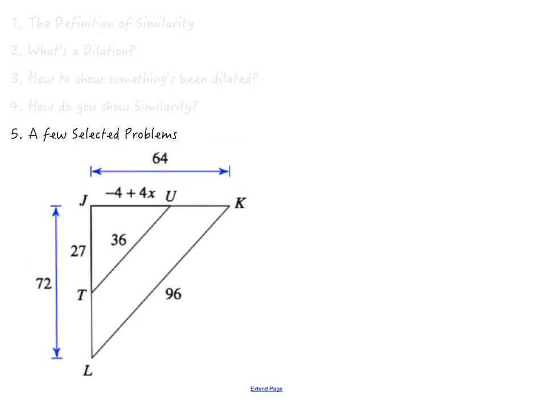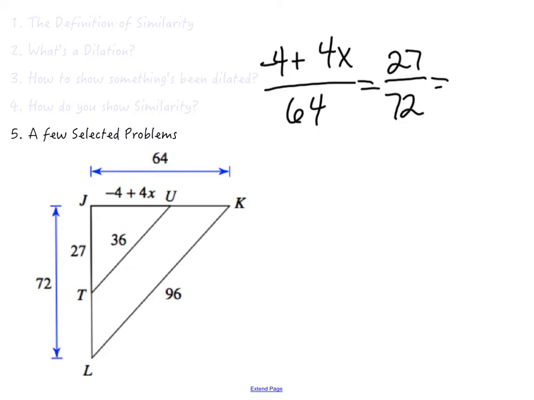So in this next problem, we're going to have to set up some ratios to see if this will work. The method that I just naturally looked at this problem was just using the side. So I'm going to use -4 plus 4x over this whole side of 64 equal to 27 over 72, and then that's going to equal 36 over 96. Okay, and then I'm just going to pick some random one.